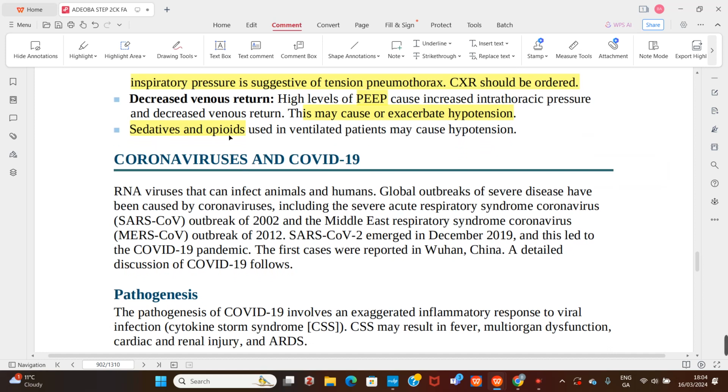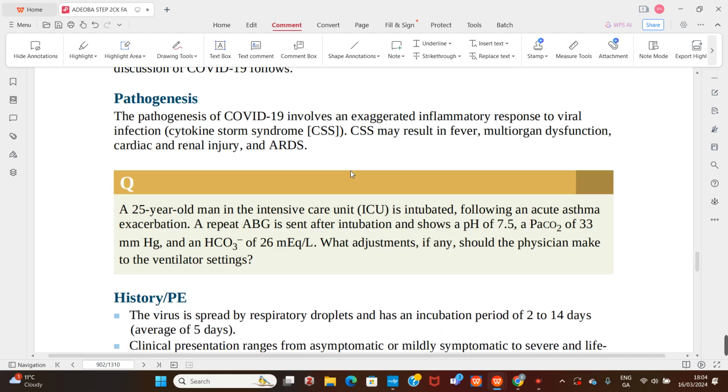Sedatives and opioids are part of the agents they use for people they want to place on mechanical ventilation. They can also cause hypotension in the long term because they cause vasodilation, and they also have a negative chronotropic and inotropic effect on the heart. So they will drop the heart rate, drop the contractility, and vasodilate the vessels. All of those things in concert will lead to hypotension.